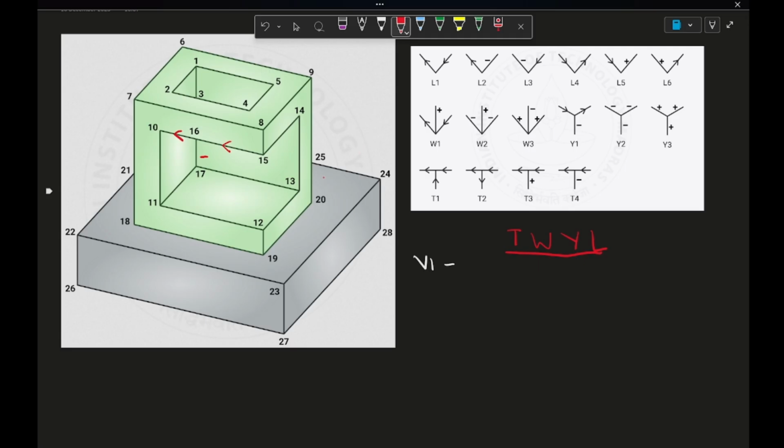The next ones we can see are the W junctions, if we are going by this order, TWYL. So W is this, then there's this, then there's this, then there's this, and this. Okay, there's 7 such W junctions.